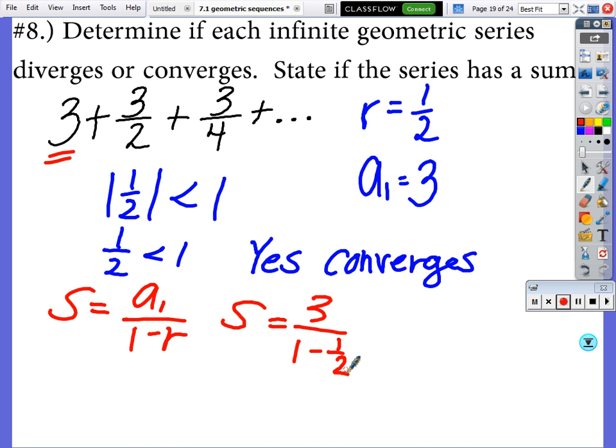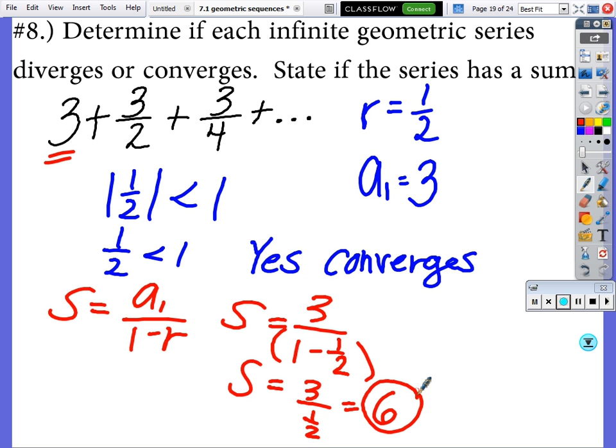So the sum of this infinite geometric series is going to be S is equal to, now be careful, we need to throw that in parentheses. So you'll have 3 divided by 1 minus 1/2 is 1/2. So 3 divided by 1/2 is 6. So the sum of this series in particular is 6. Does everybody see what I'm saying here?